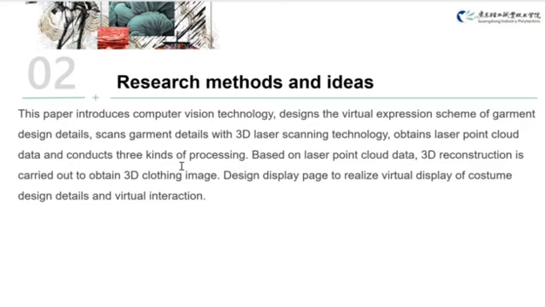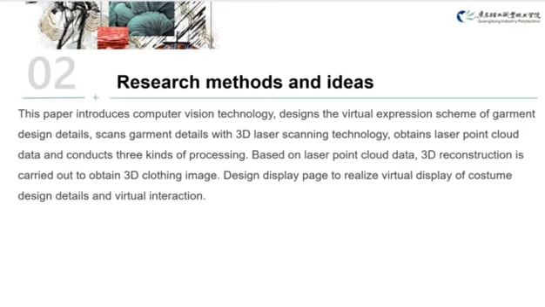Therefore, it is very necessary to conduct online visual dynamic clothing display with information technology. In order to facilitate customers to see the details of clothing design more intuitively on the internet, and select fitting clothing truly and effectively, a visual display method of garment design details based on computer vision is studied.